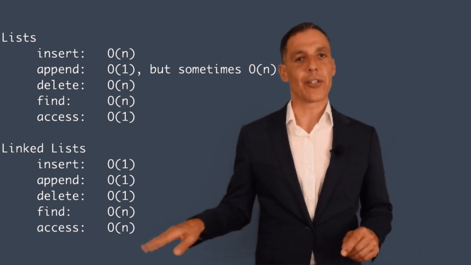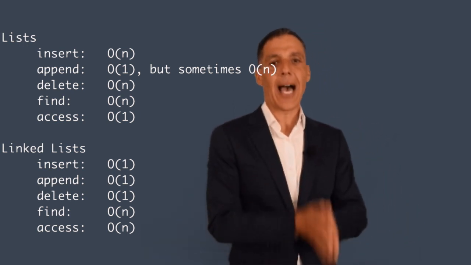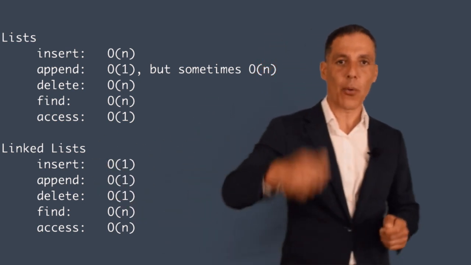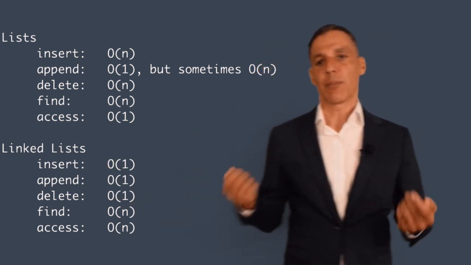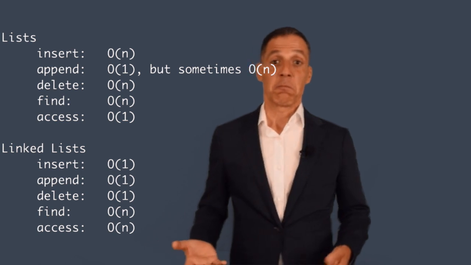So worst case scenario is there's no way of getting to the ith element of the list without following these pointers, and that takes time proportional to the length of the list.